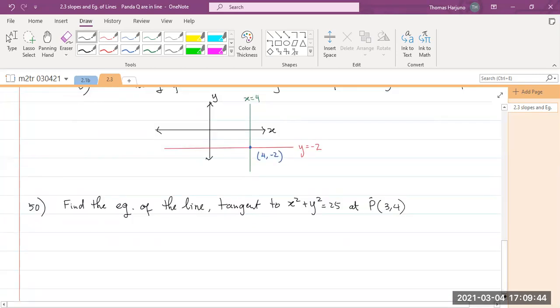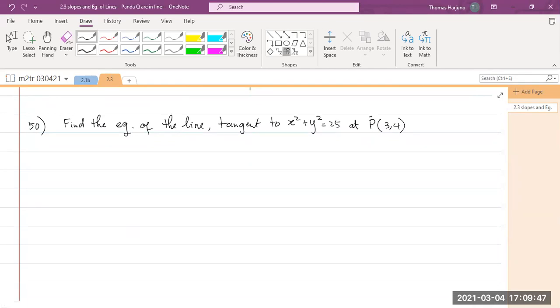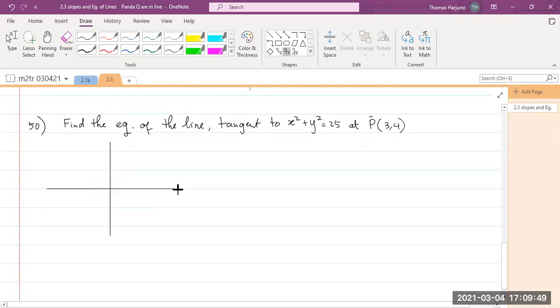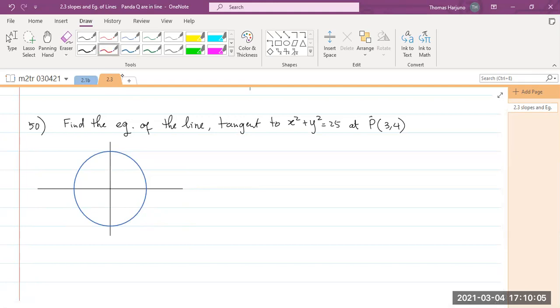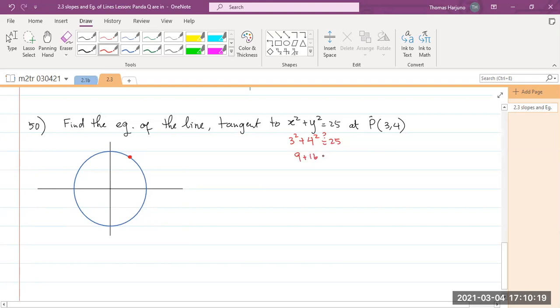Let's visualize that first. This is now the reason you need geometry for this class. So let's say we have a circle with radius 5. One of the coordinates on this circle is 3, 4. And you can check: if you plug 3 into the x and 4 into the y, you will see that it equals 25, which means that coordinate is on the circle.